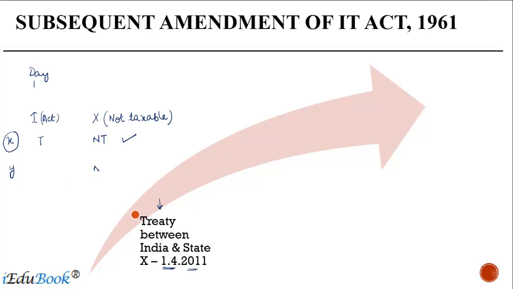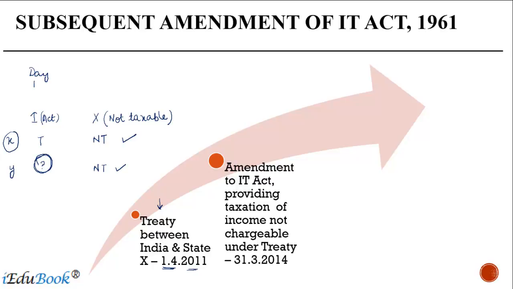Suppose this income is not taxable under the treaty, but under the Act, there is no clarity as to whether this is taxable or not, right? Now, what happened is, subsequently, there is an amendment of the IT Act which provides that the income will be taxed, okay, which was now not chargeable under the treaty. So you provide that this income is now taxable under the Act, right? But there is no change in the treaty, right?